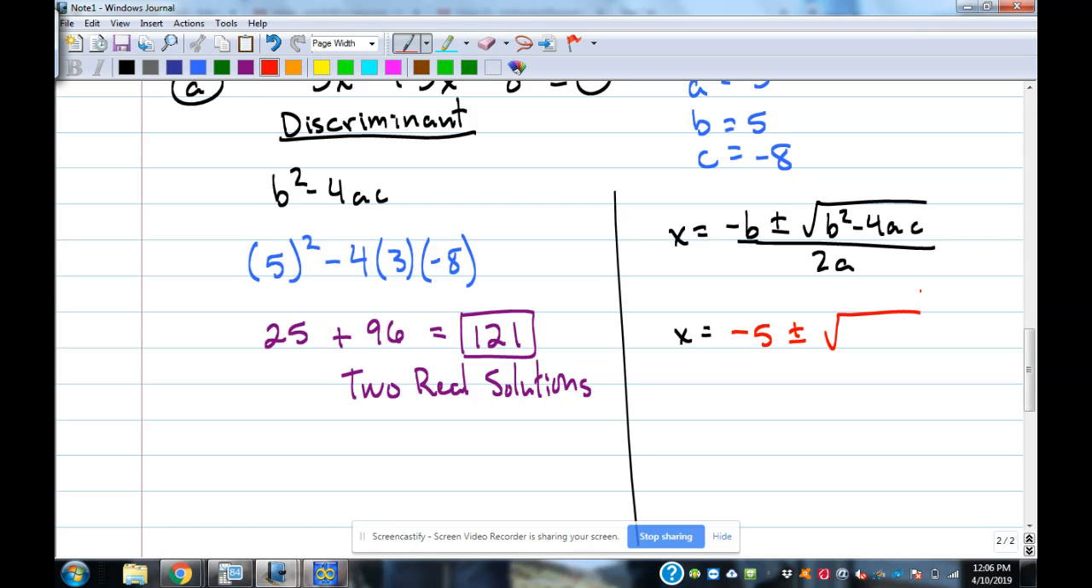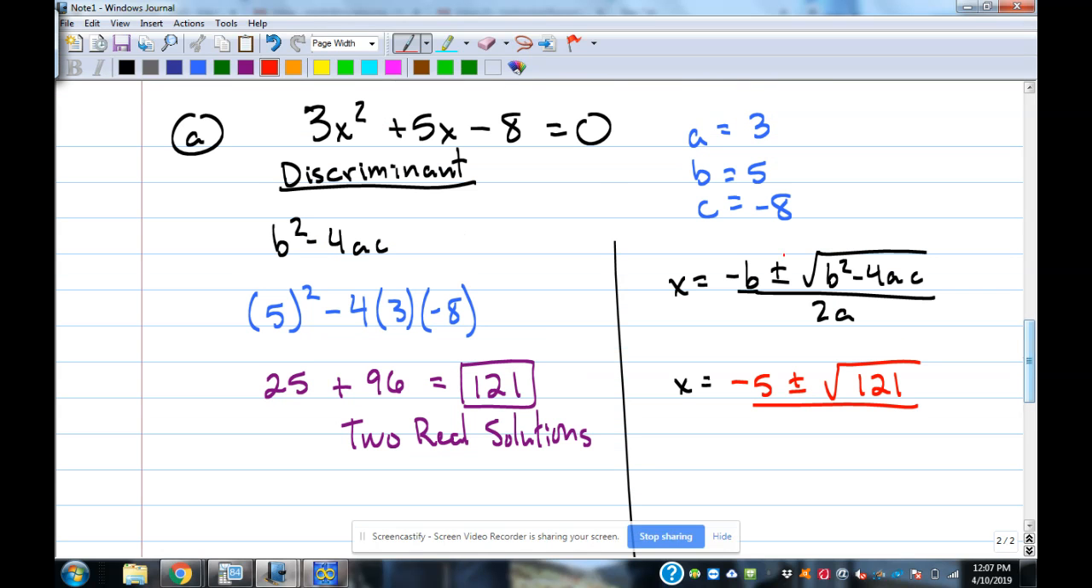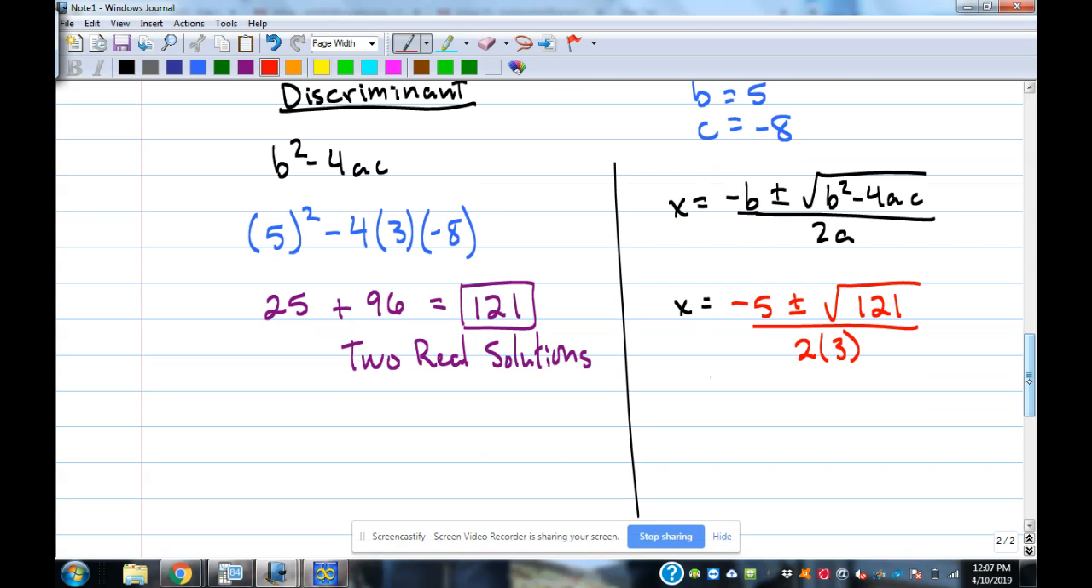Here's the great thing about doing the discriminant first. I don't have to plug back in all this stuff underneath that square root. I already worked that out. What number is b squared minus 4ac? 121. So that's what I'm going to put underneath the square root. And on the bottom, I got 2 times a. A was 3, so that's 2 times 3, and that's going to turn into a 6. So I'm going to write negative 5 plus or minus, and I think I'm going to do something with that 121.